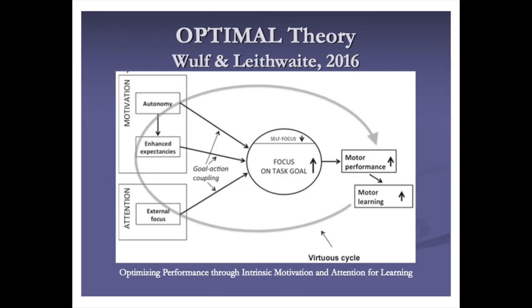She also has a cycle that is a negative cycle, and that negative cycle increases self-focus, which impacts, so if we think about attention, more of an internal focus, decreased enhanced expectancies, decrease in autonomy, which leads to an increase in self-focus, a decreased focus on the task goals, which decreases our motor performance and decreases motor learning. So that cycle would be a negative cycle. But the one that's pictured in the slide is actually the virtuous cycle. That's a cycle we want to support because it will improve motor learning.